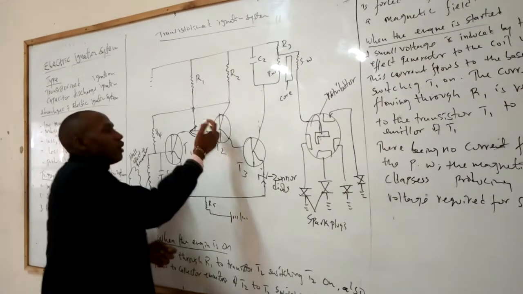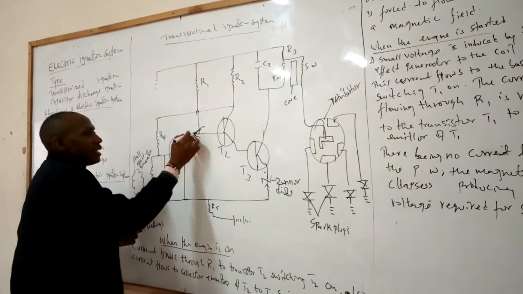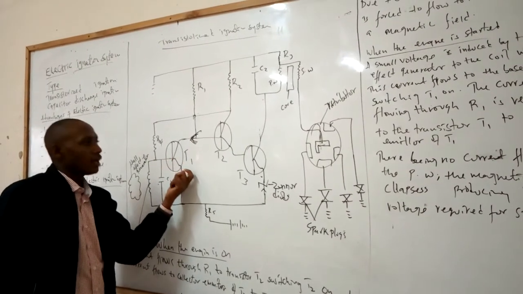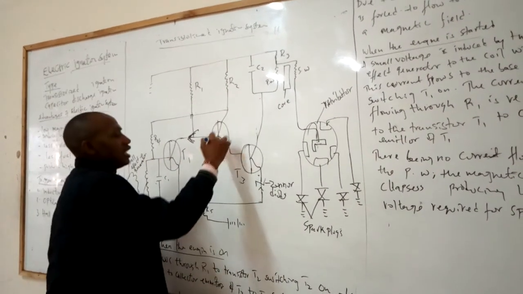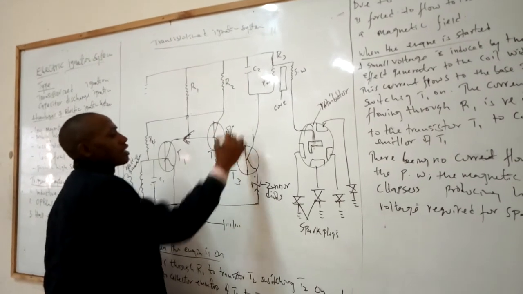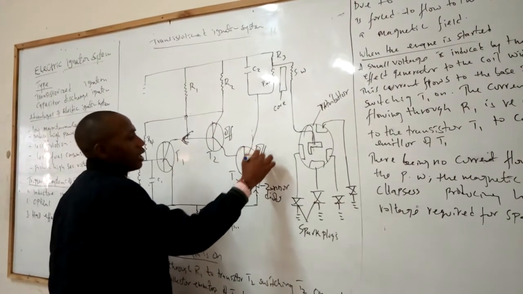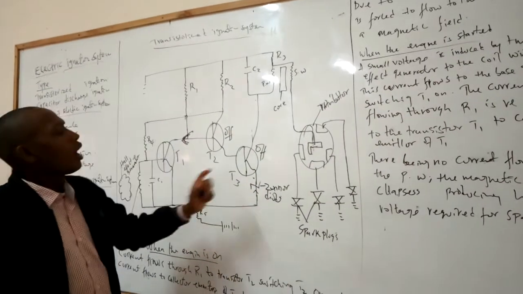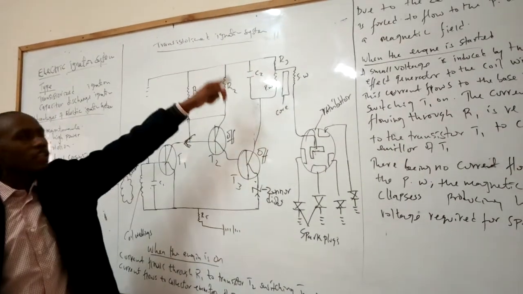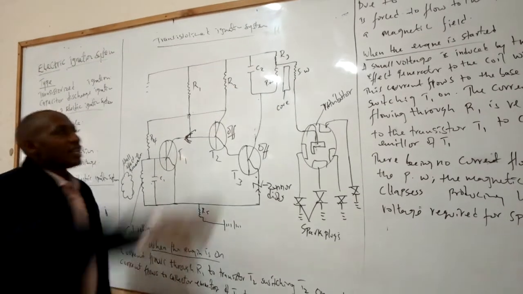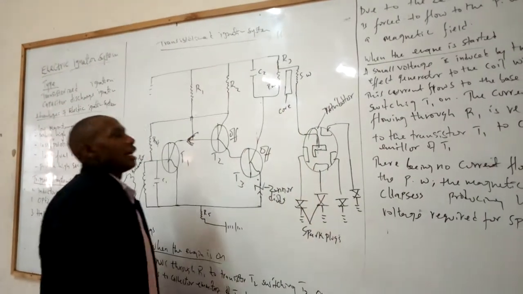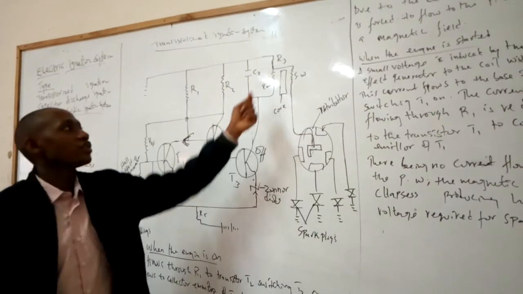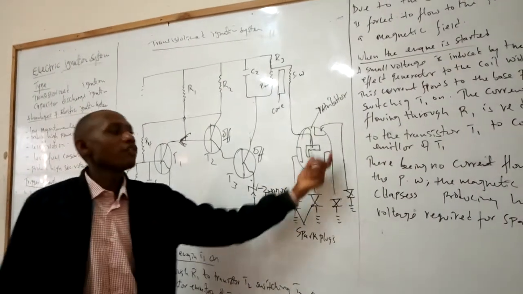Now you can see that by redirecting the current to flow to the transistor T1, the transistor T2 will be off and the transistor T3 will be off, meaning there will be no current flowing to the primary winding. So, with no current flowing to the primary winding, the magnetic field which was created here collapses, achieving a very high voltage in the secondary winding required for the spark plugs.